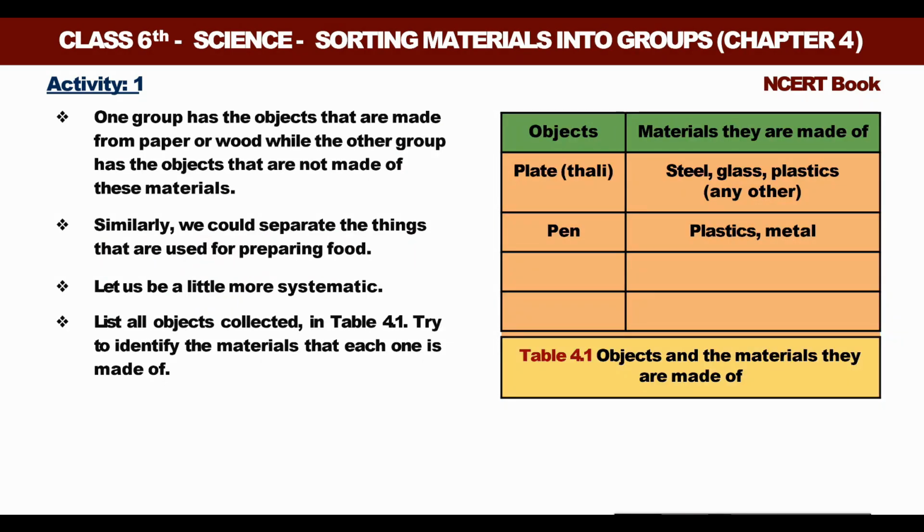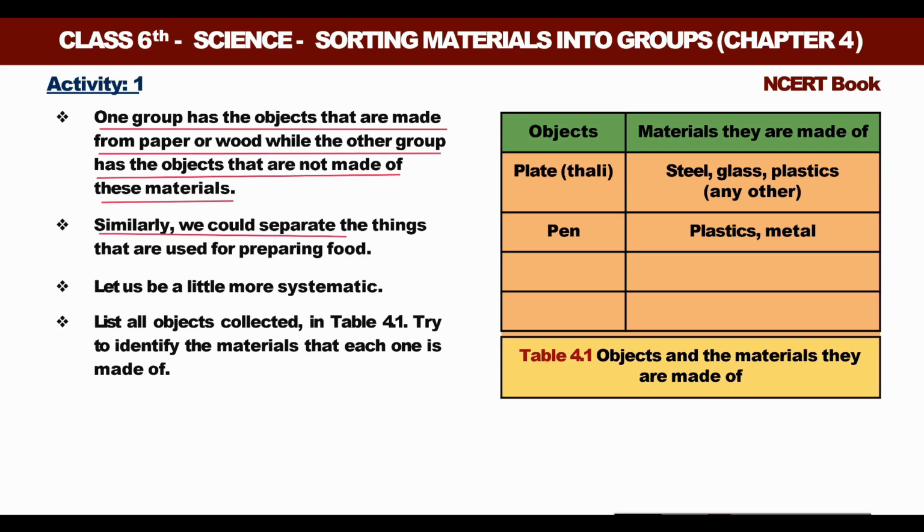Let us see the activity. One group has the objects that are made from paper or wood, while the other group has the objects that are not made up of these materials. One group has objects you have to categorize as made of paper or wood. एक group देखना है जो कि इस चीज़ का नहीं बना हुआ है.